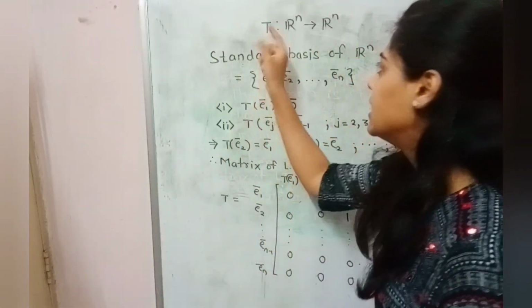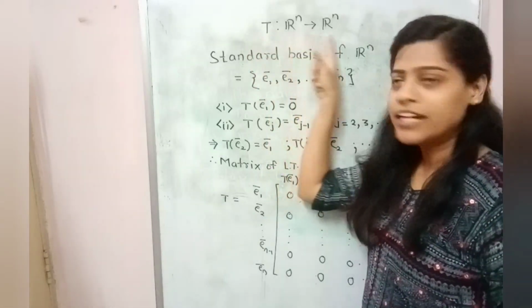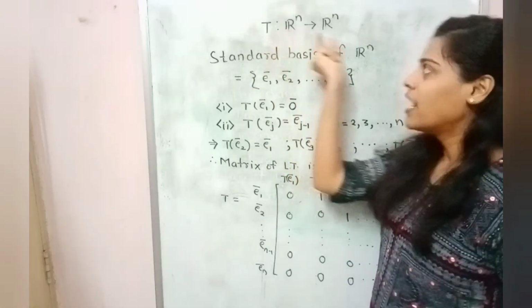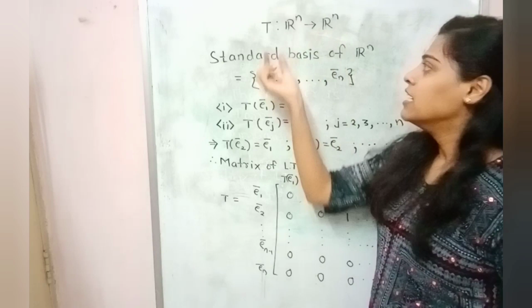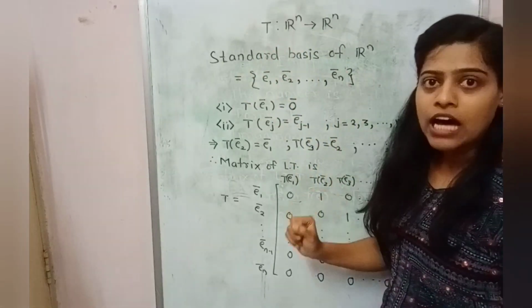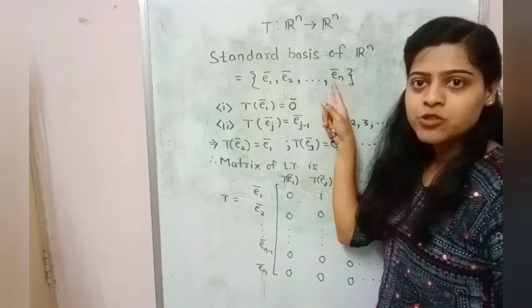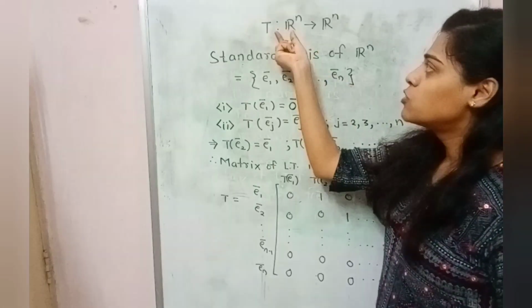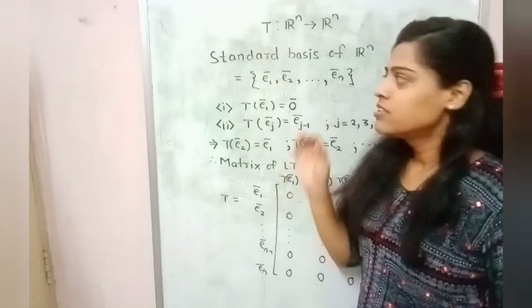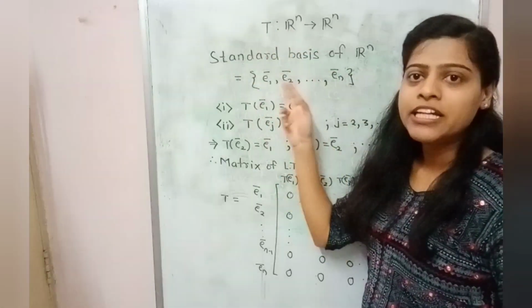Before we start the solution, firstly we have to consider some conditions. That is, here T is a function from Rn to Rn. Rn is our domain and the second Rn is our codomain. So the standard basis of Rn are E1 bar, E2 bar and so on En bar. As this domain will contain n elements, therefore the standard basis will also contain n elements.